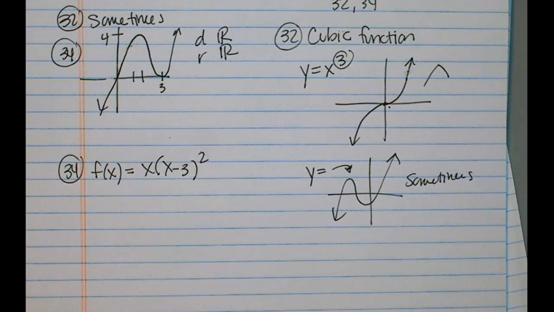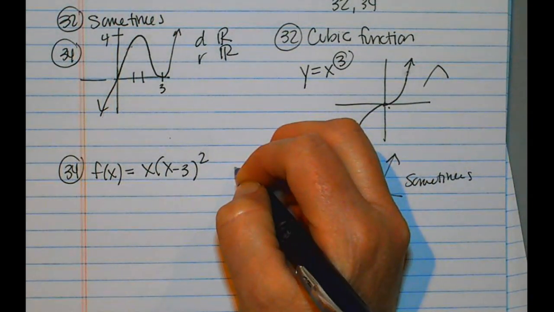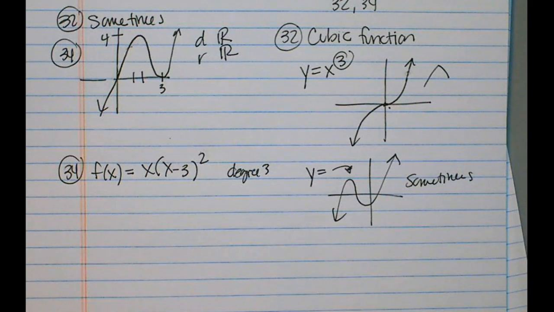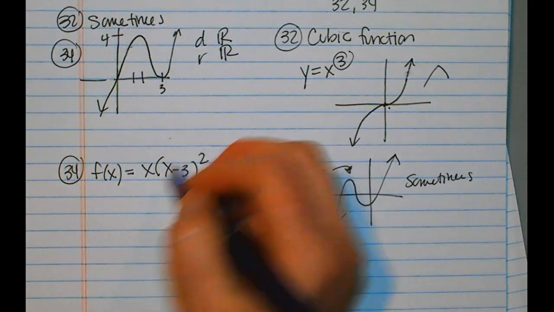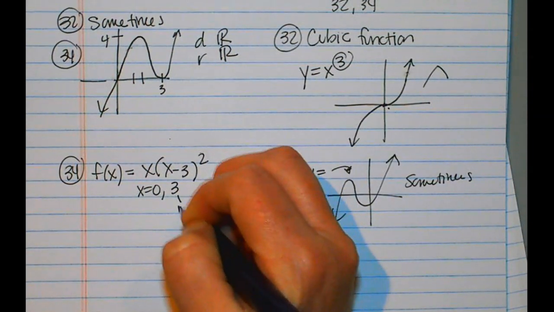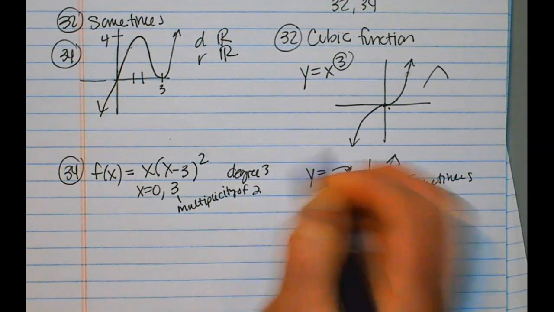But how many zeros does this have? Trick question. It has 2 and 3. It has 3, but 2 of them repeat. So there's 2 different values, but we count it as 3 because this is really a cubic function. So this has a degree of 3. So it must have 3 zeros. That's the fundamental theorem of algebra. And one of them is 0. And the other one is positive 3. But 3 has a multiplicity of 2. Which means what when we graph it?